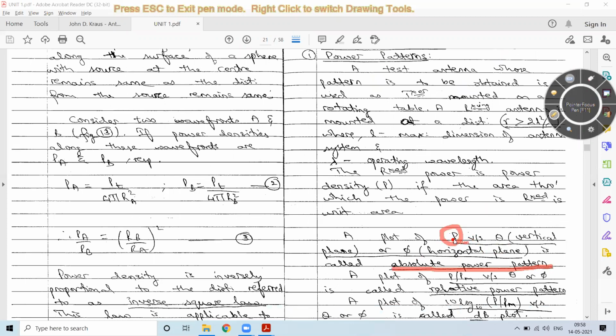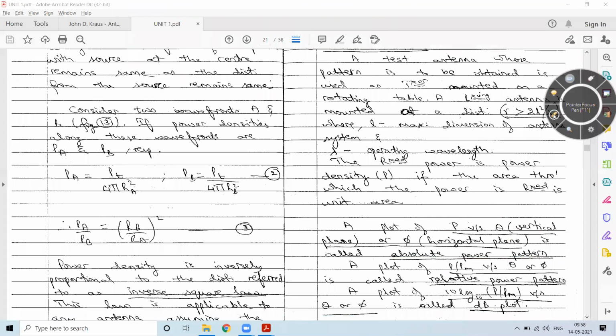Now, suppose I normalize this. How do I normalize the value? I take all the P values and divide them by the maximum P value, that is, the maximum power density value. So this will give me the normalized power pattern.